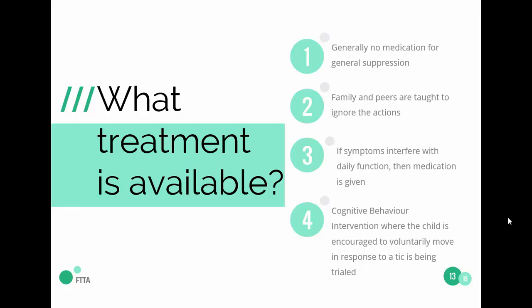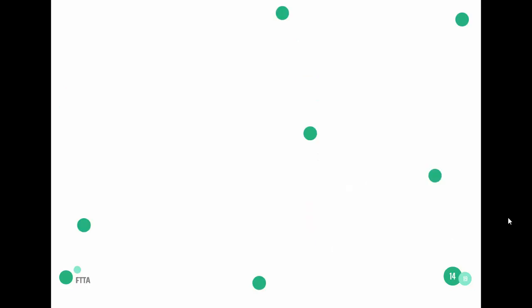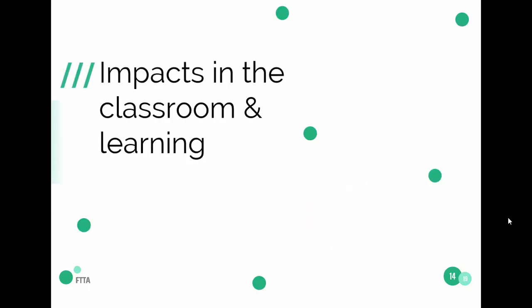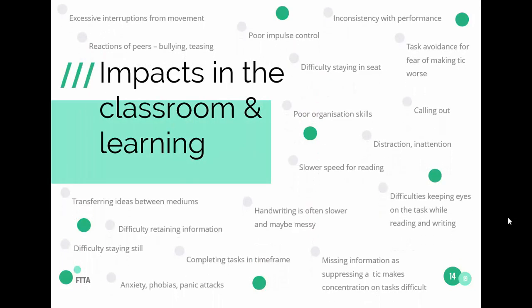Symptoms interfere with daily function, then medication is given. Cognitive behaviour intervention, so different types of therapies. And there's lots of different types of therapies out there. That's something that you can research. It's a little bit beyond the scope of what we're doing here, so I'll go through these relatively quickly as well.